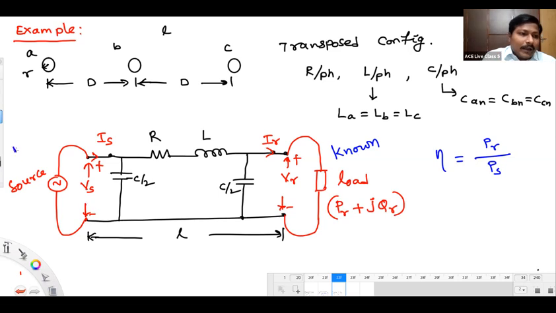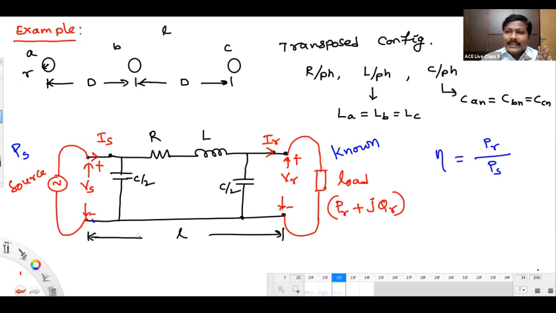Now we have to get how much the sending end real power is. How to calculate the sending end real power? We can calculate it by using the voltage and current: Vs into Is into the cosine of the angle between them. That will give you the sending end real power. And then PR by PS is going to give you the efficiency of this particular transmission line.